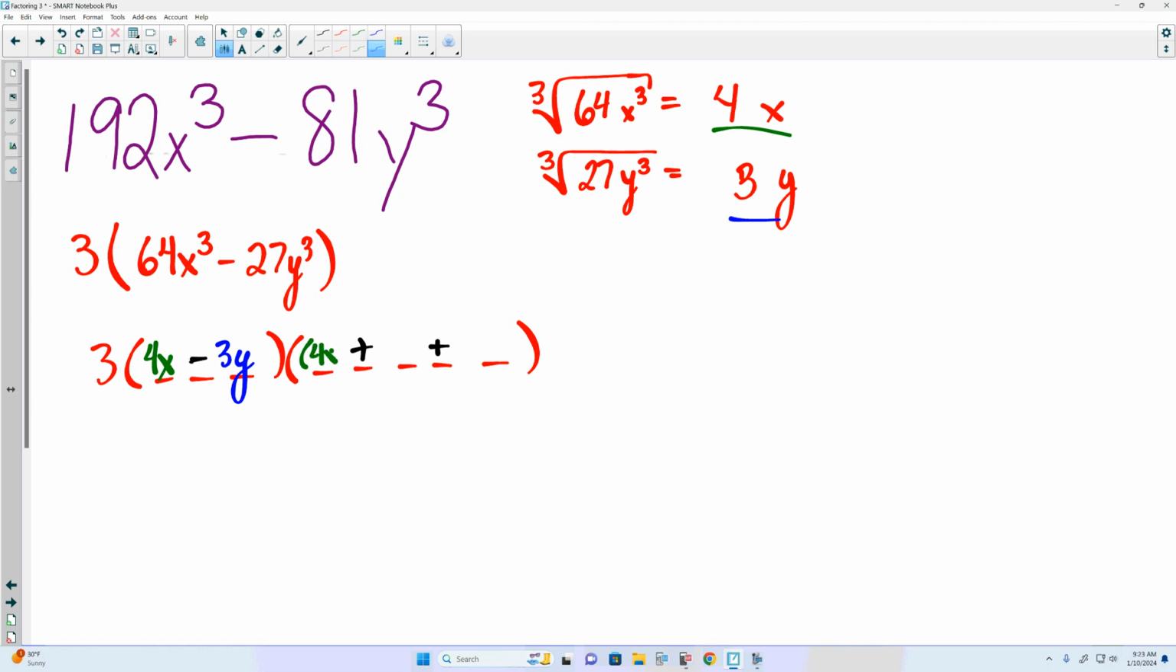So in the middle, first one would be 4x squared. In the middle, we would have 4x. Then we wouldn't have 1 in the last spot. 3y would have nothing in the same place as our 4x squared. The middle one would be 3y. And the last one would be 3y squared.